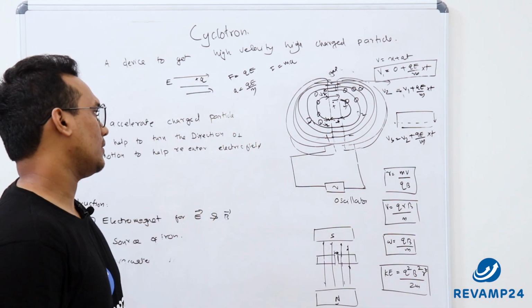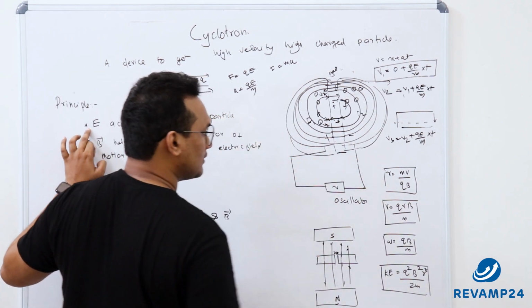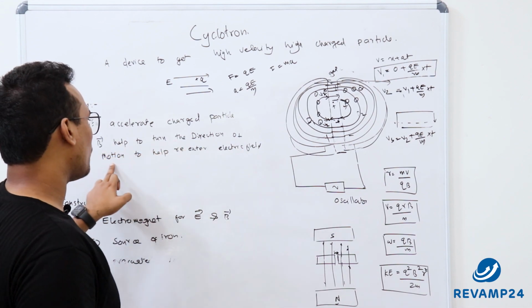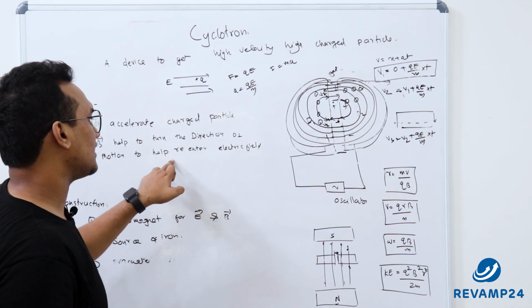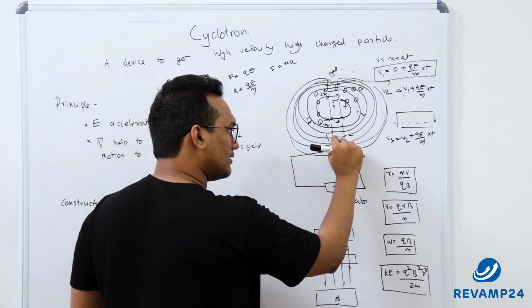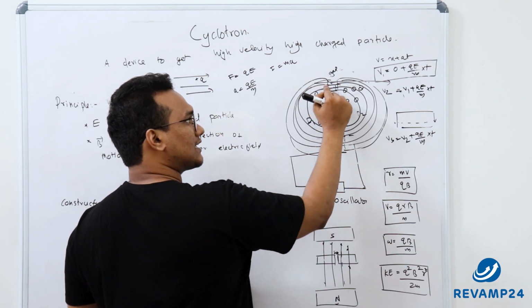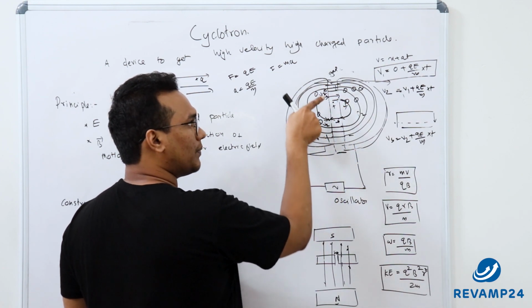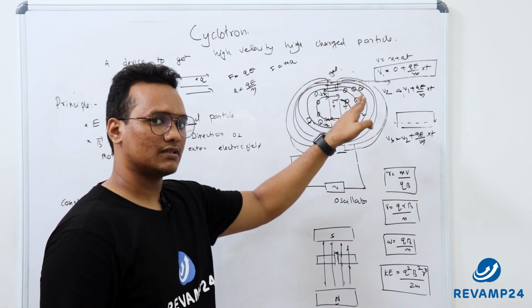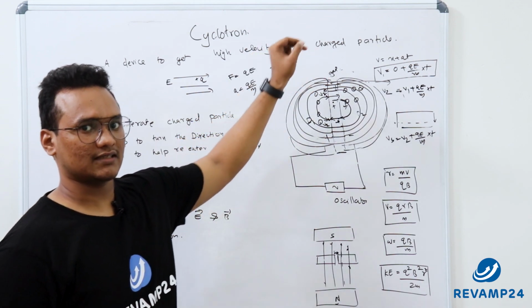That is the principle. To accelerate the charged particle, in the gap between there will be acceleration. And what is the function of B? It helps to turn the direction of motion to help the charge enter the electric field. So what is the magnetic field doing? It is just rotating the charge in such a way that after a half circular path it enters the electric field again, for acceleration again. The magnetic field changes the direction, then acceleration, changes the direction, then acceleration.